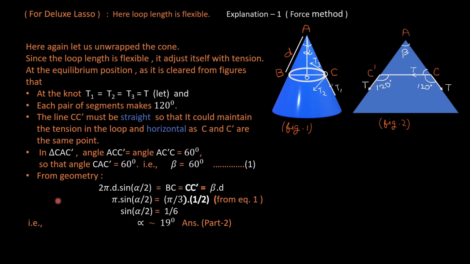And from the geometry of figure 1 and 2, we can see that 2 pi into d into sine alpha by 2 is equal to CC', and this is equal to beta into d. That is, from equation 1 we can say that pi into sine alpha by 2 is equal to pi by 3 into 1 by 2. That is, sine alpha by 2 is equal to 1 by 6. And it means alpha is approximately equal to 19 degree. This is the answer of our part 2.